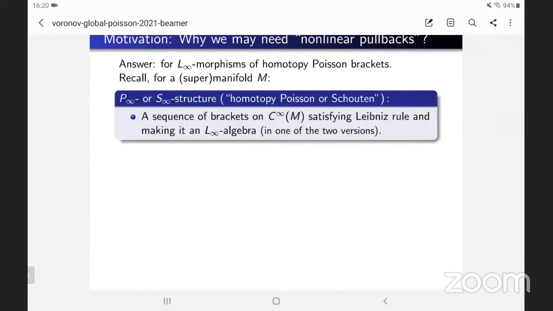So, there are two versions. In one version, we have symmetric brackets, which are all odd. And in another version, we have brackets of alternating parities, which are anti-symmetric, right? So in the P infinity case, we have the anti-symmetric version. In the S infinity case, we have the symmetric version.